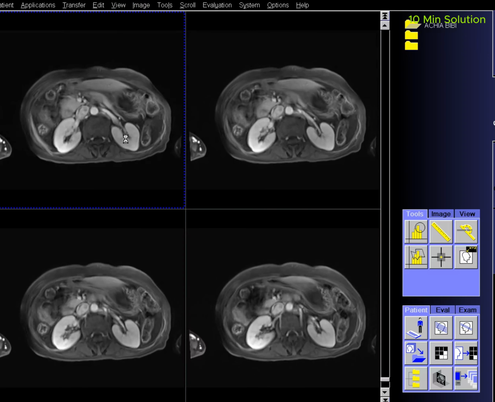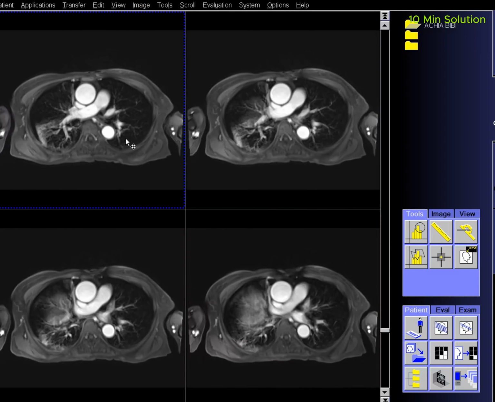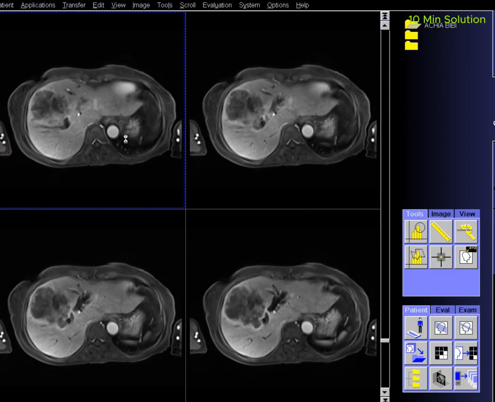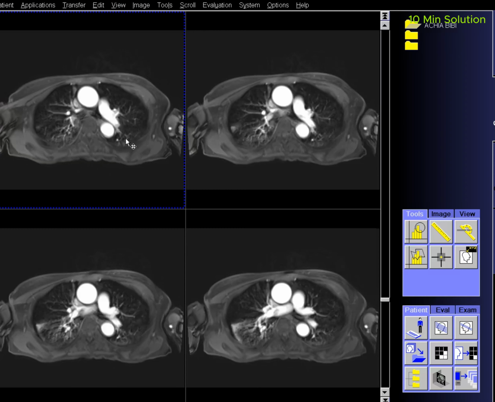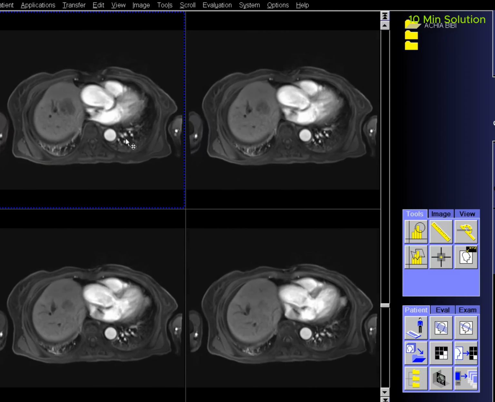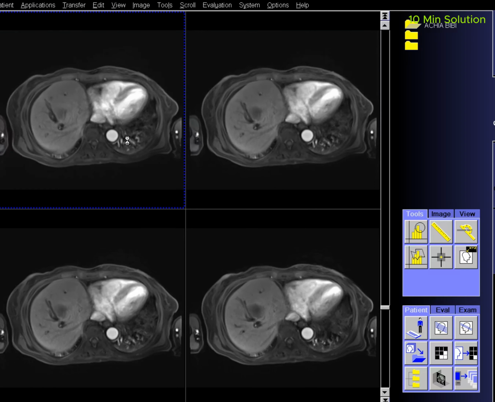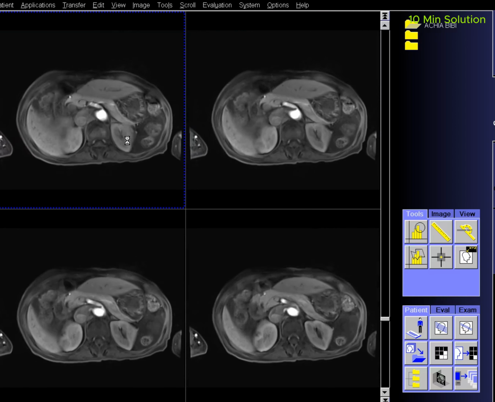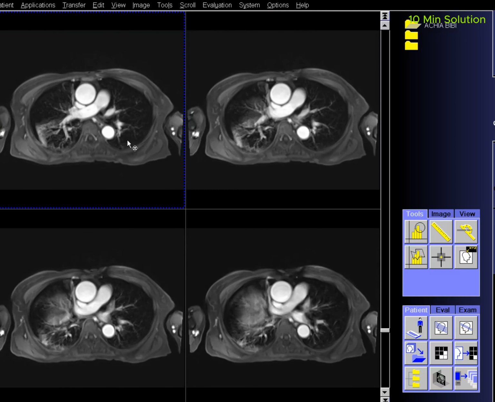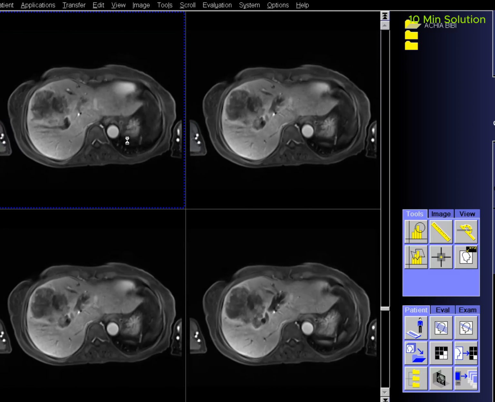Generally, it takes about 18 to 25 seconds for the contrast to travel from the antecubital vein to the abdominal aorta, and 45 to 60 seconds to reach the portal veins. Therefore, the first acquisition of the dynamic sequence should begin within 20 seconds of contrast administration.